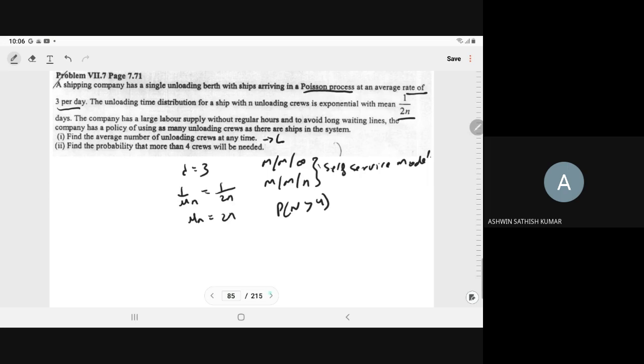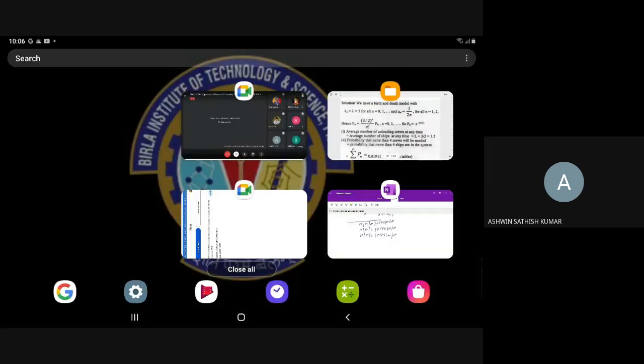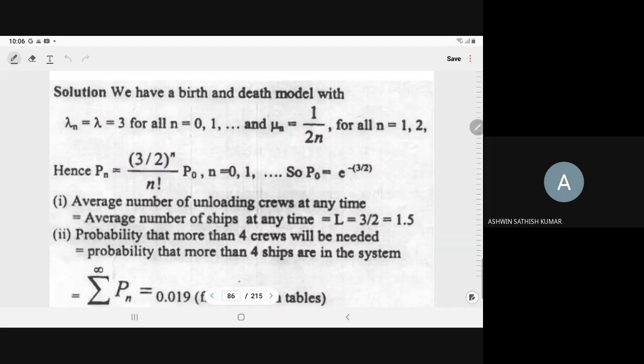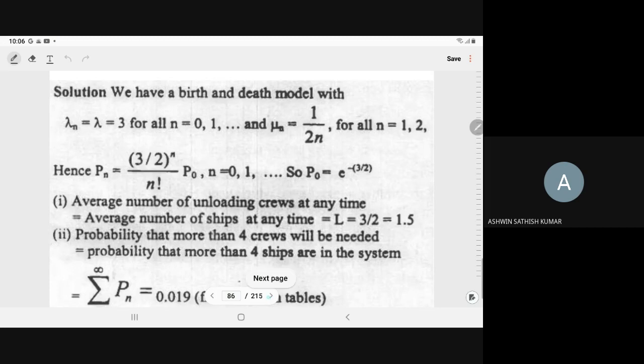In this case, we have the birth and death model with lambda n equal to lambda, given as 3, for n equal to 0, 1, 2, and so on. Just wait a bit, some mistake. It is 2n, with mean time 1 upon 2n. So mu n will be 2n for n equal to 1, 2, and so on.